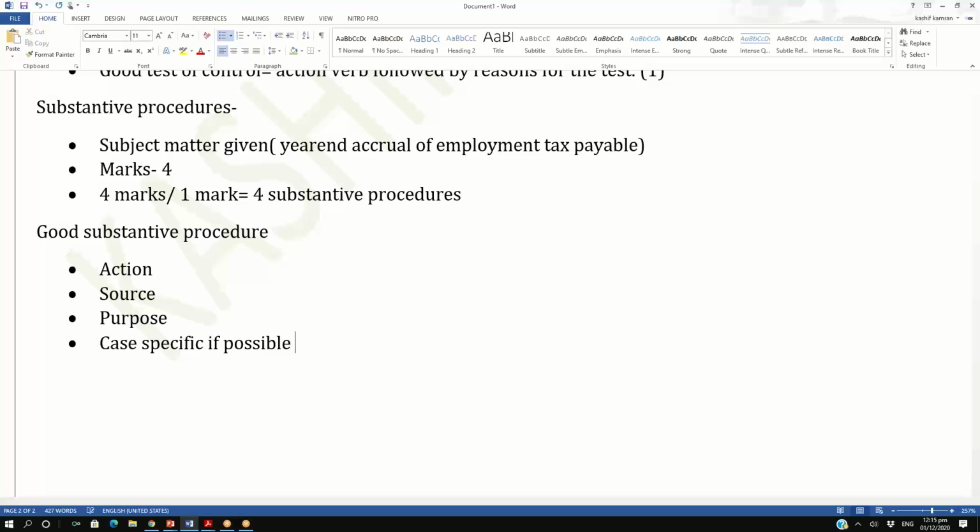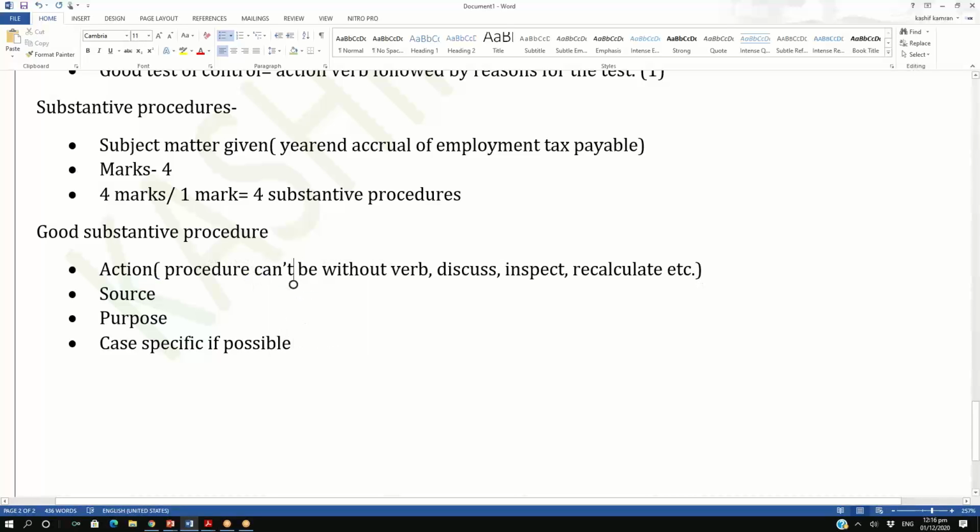So action. You cannot just start writing a procedure without a verb. A procedure can't be without a verb, like discuss, like inspect, like recalculate, etc. Just like a test of control, right? You cannot start it without a verb. Procedure means you're doing something, right? So how do you demonstrate you're doing something? Through an action. Source. When you're writing a procedure, obviously the auditor is performing a procedure on a source.